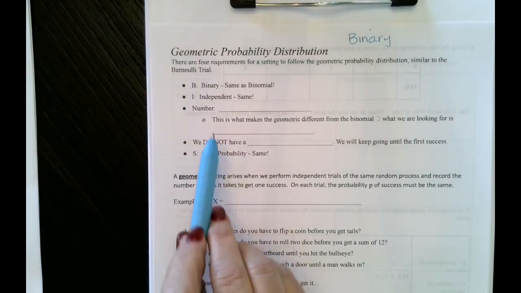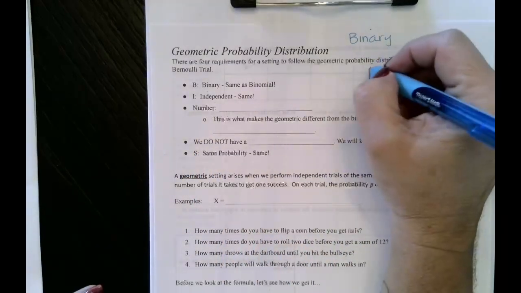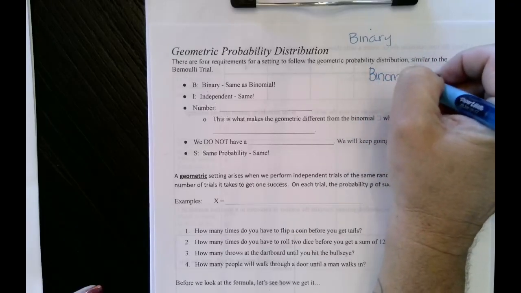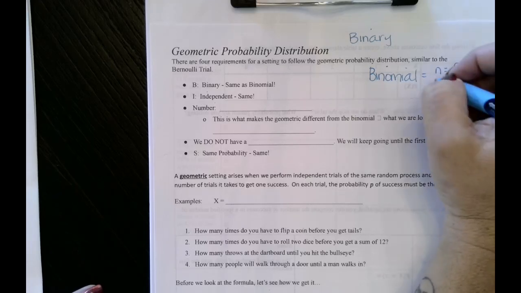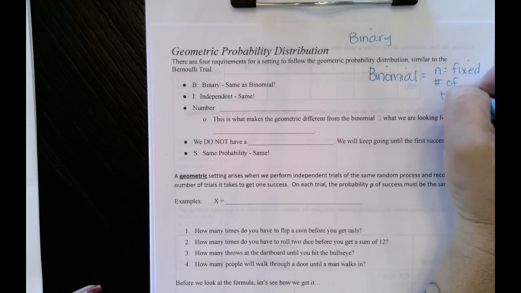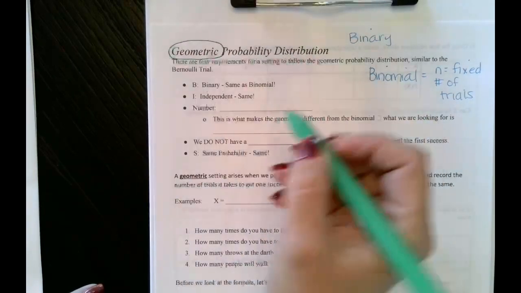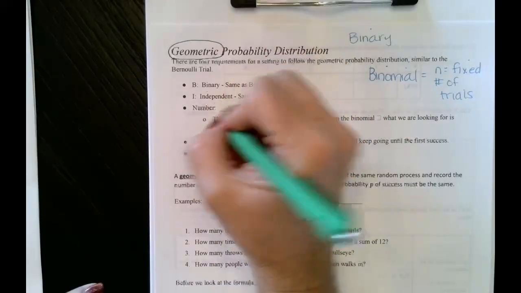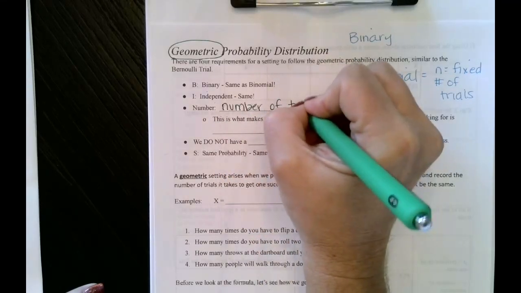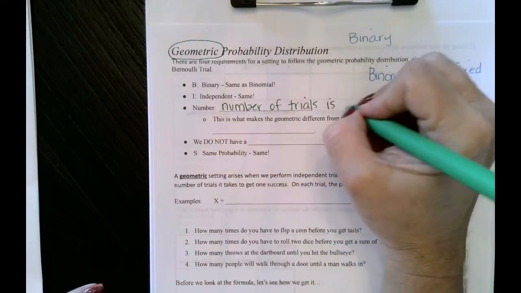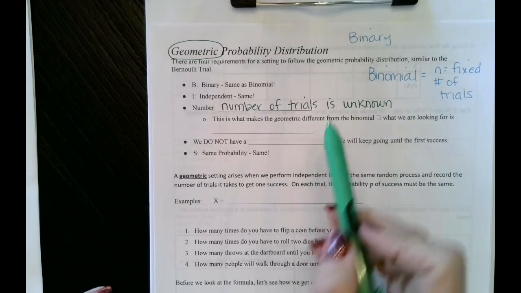What's different now is when we get to the number part. In the binomial distribution, n was our fixed number of trials. Now, what's different in the geometric distribution is that the number of trials is unknown. So our number of trials is unknown. This is what makes it different.